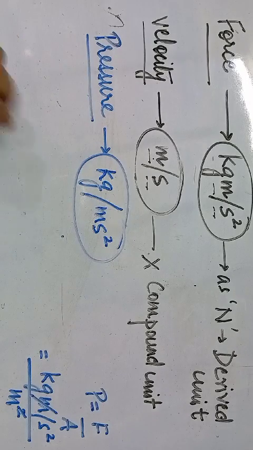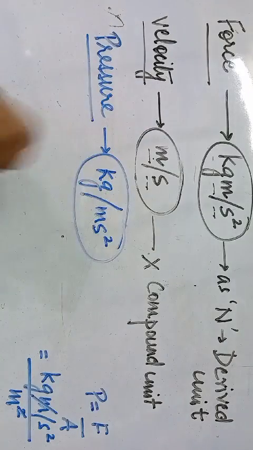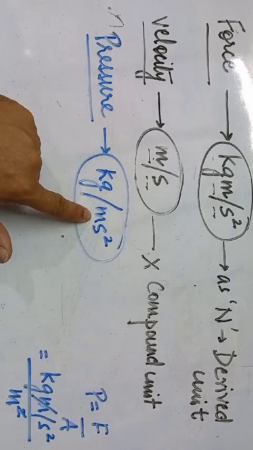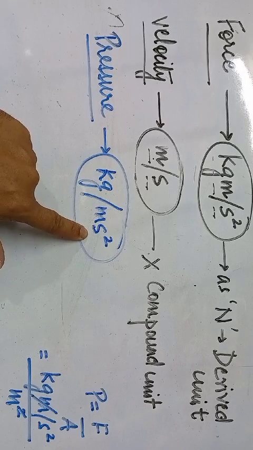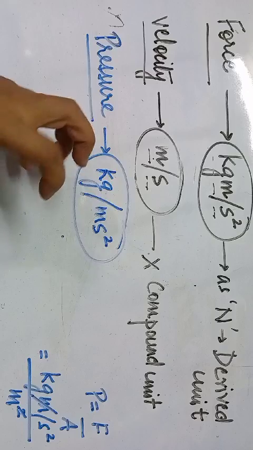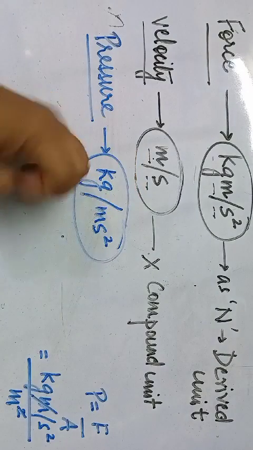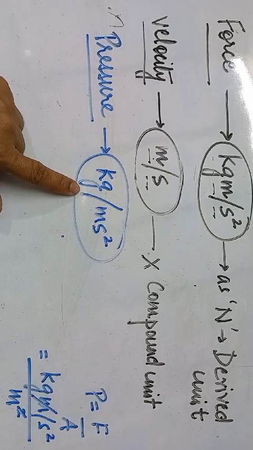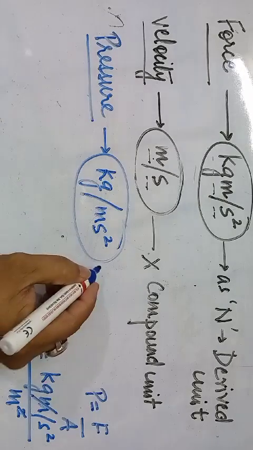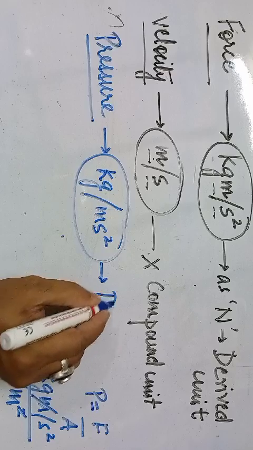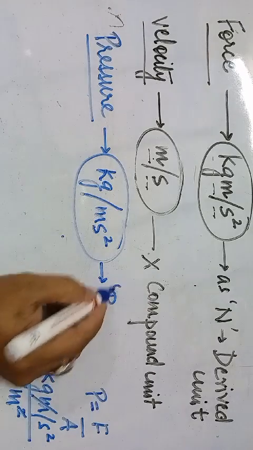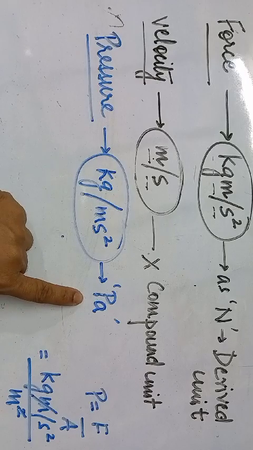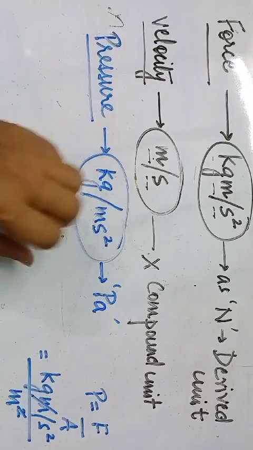Now look, has it been formed from a number of basic units? Certainly. Kg is the unit of mass, meter is the unit of distance, second is the unit of time. So different basic units have been combined together to form the unit of pressure. But does it have a specific, unique name also? Yes, it has the name Pascal, after the famous scientist Pascal.